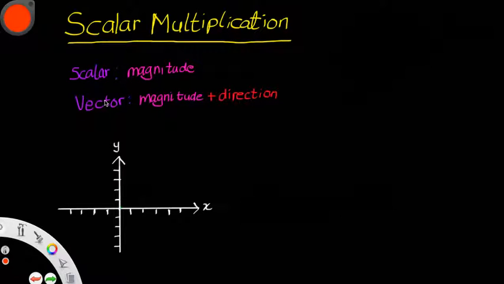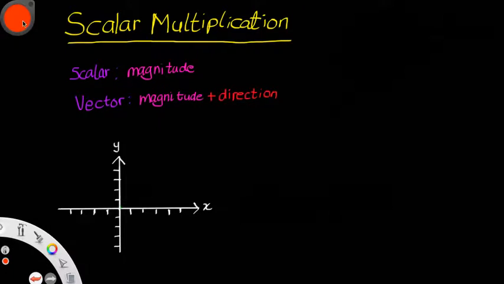Hello everybody, in this video we're going to talk about scalar multiplication. Before we begin, I just want to quickly point out, as mentioned in part 1, a scalar is just a magnitude, a quantity that only has magnitude, and a vector is that magnitude with direction.